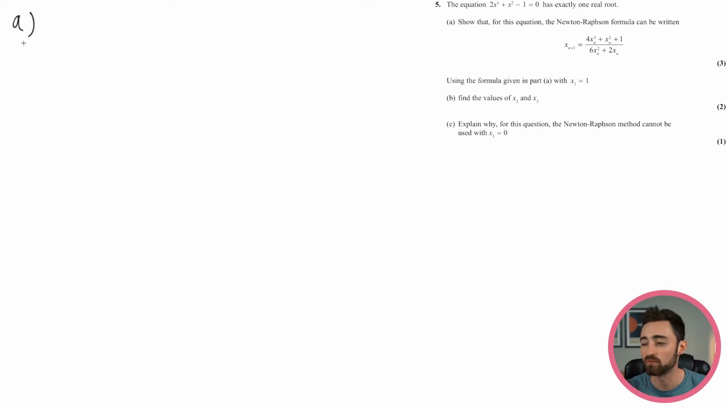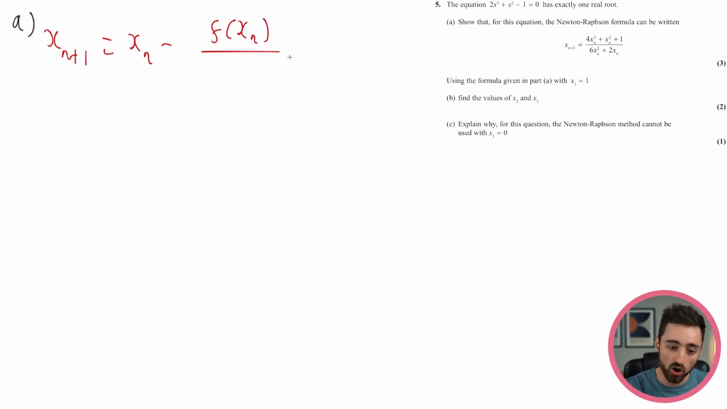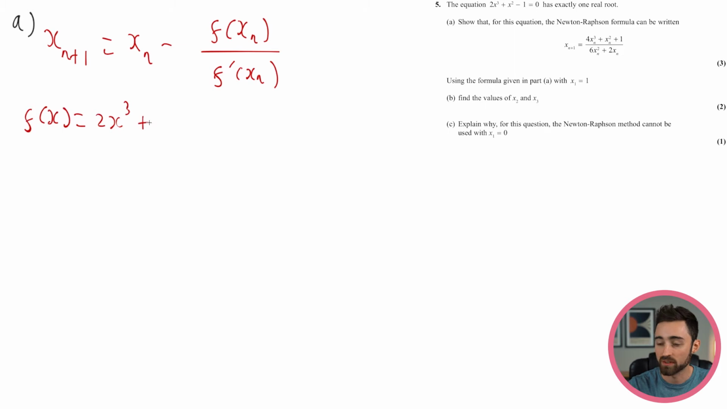I'd say Newton-Raphson formula. Maybe it's in my formula booklet. If you were to find this in your formula booklet, which by the way it is in, you would get the following: Xn plus 1 equals xn minus f of xn over f prime of xn. I'm thinking, okay. Now, maybe I don't actually know where this formula comes from or why it's the case, but I reckon I could apply it here, because look what we're trying to do. We're trying to solve the equation f of x, which equals this 2x cubed plus x squared minus 1, equals 0.